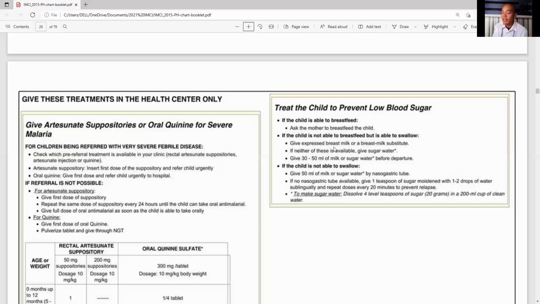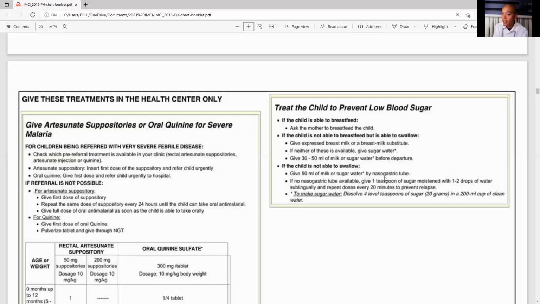If the child is not able to breastfeed but swallow, give expressed breast milk. Ibig sabihin, mag-draw kayo ng breast milk or breast milk substitute formula. If neither of these are available, desperate, give sugar water or 30 to 50 ml of milk or sugar water before departure. Why departure? Because we are rushing the patient to the hospital.